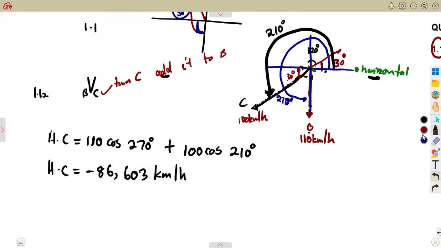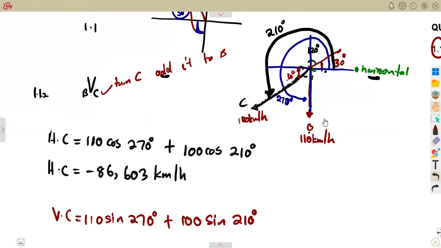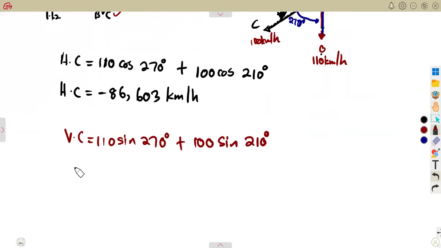Then with the same part, vertically, you're just going to use as it is. Nothing is going to change, just the sign. So this will be 110 sine of 270 degrees plus 100 sine of what? Of 210 degrees. As it is, you just combine, just like what we had before, you obtain the vertical component, and that was going to be negative 160 kilometers per hour. So on this one, they obtained the same negative 160 kilometers per hour.